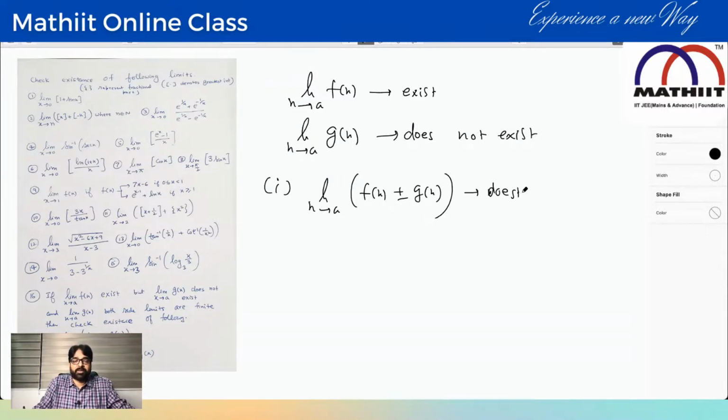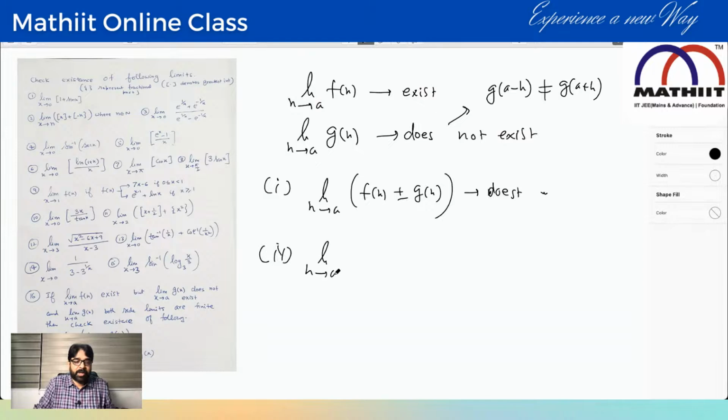You can prove it also. f of a minus h plus or minus g of a minus h, and f of a plus h plus or minus g of a plus h. g of a minus h is not equal to g of a plus h. So that's why these two summations will not be equal. Understood my point?